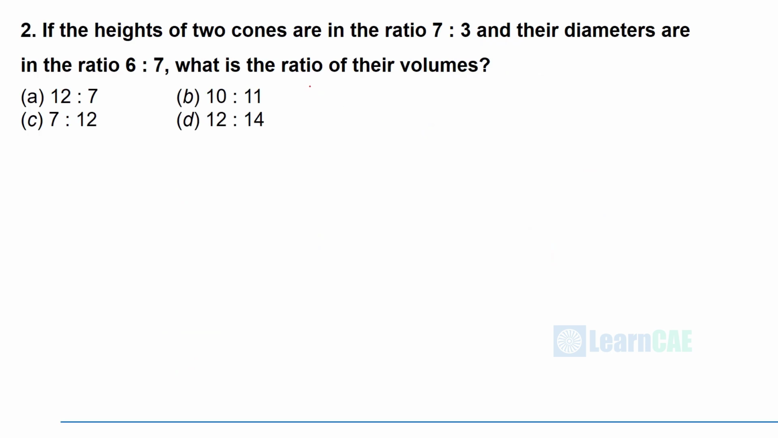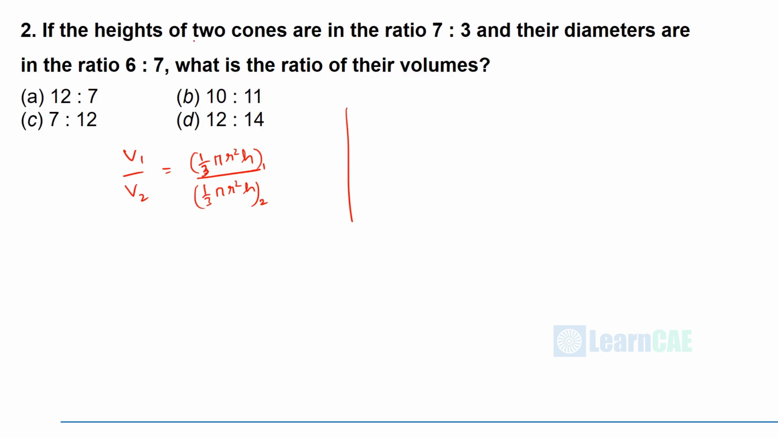Next question. If the heights of two cones are in the ratio 7:3 and the diameters are in the ratio 6:7, what is the ratio of their volumes? So there are two cones, V1, V2. They are asking to find out the ratio of V1 by V2. The formula is given by 1 by 3 pi r square h. Similarly, for the other one it is 1 by 3 pi r square h. The top one is for the first cone, second one is for the second cone.